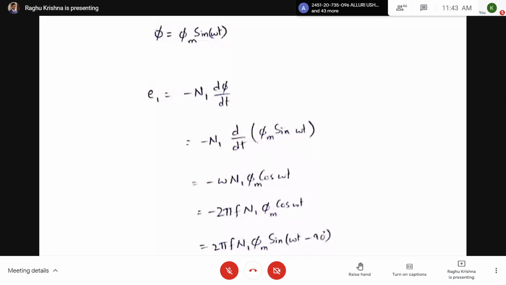Next, as per Faraday's laws of electromagnetic induction, the induced EMF E1 is equal to minus N1 d phi by dt. E1 is the induced EMF in the primary winding, N1 is the number of turns in the primary winding, and phi is the flux which is linking with the winding.